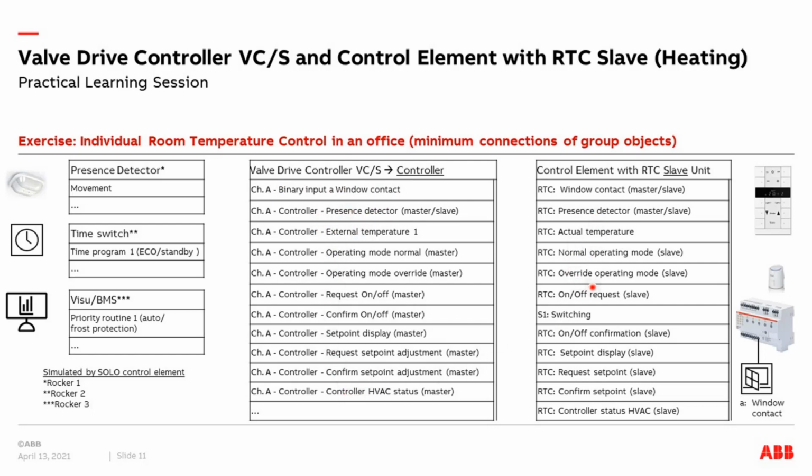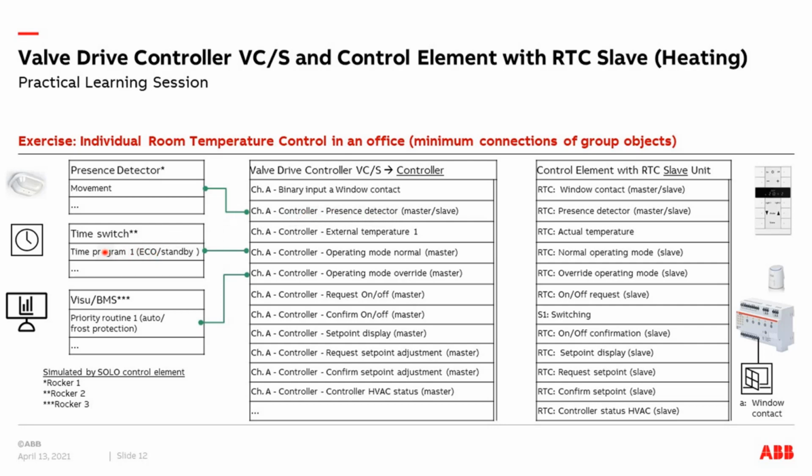And on the right side, we have our control element, our RTC Slave Unit. And here we have also a wide range of objects. And the next step is to link all these objects. So let's start here with the left side, our presence detector, a 1-bit group object, and link it here to the object controller presence detector.